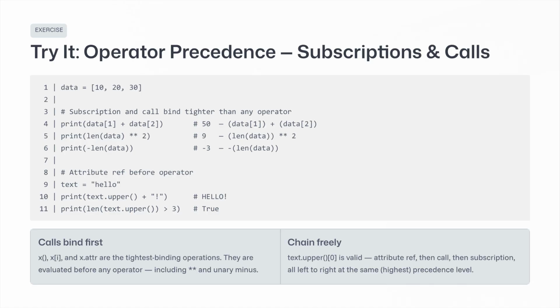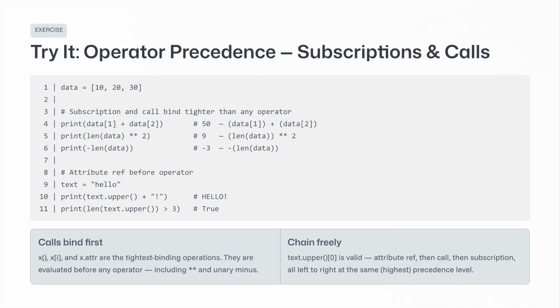Line 5, len(data) double star 2. The call happens first. Len gives 3, then 3 squared is 9. Line 6, negative len(data). The call happens first. Len gives 3, then negative 3.